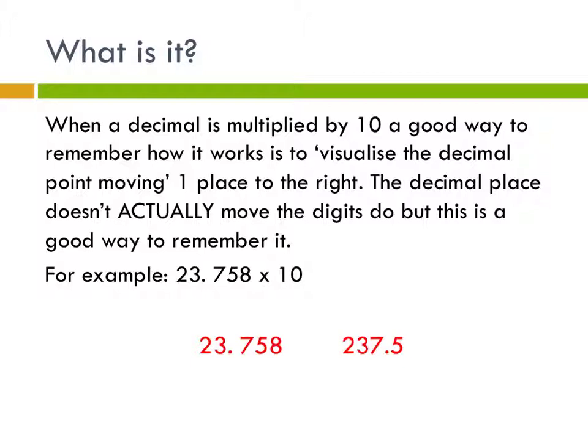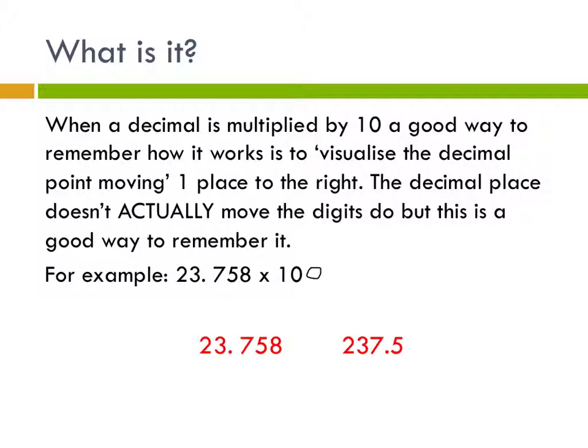So for example, 23.758 multiplied by 10. Here's 23.758, my original number. Now, I said I need to move the decimal place one place to the right when I'm multiplying by 10. I go one place to the right and I get 237.58. Cool, that seems to make sense. What would happen if I changed it to 100? Let's have a look at that.